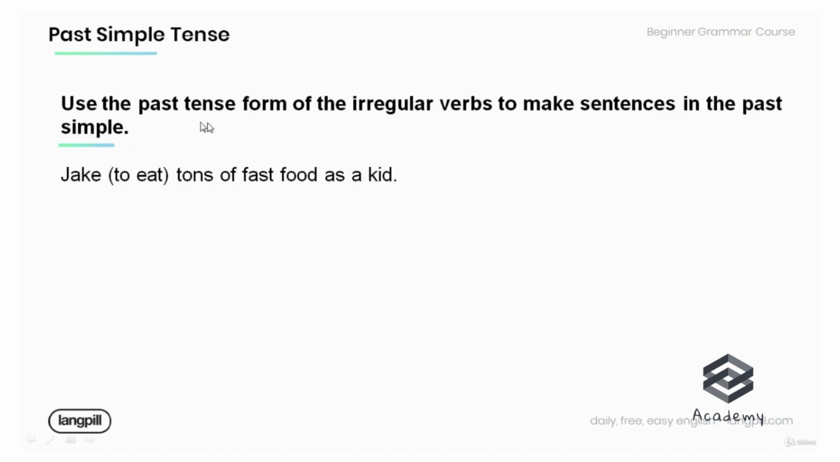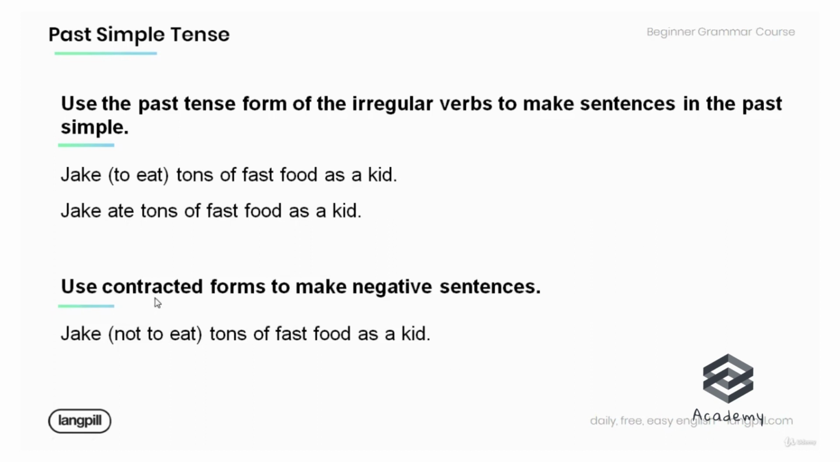Note that we use the past tense form of the irregular verbs to make sentences in the past simple. Read the following sentence and change the irregular verb into the past simple. Jake to eat tons of fast food as a kid. Jake ate tons of fast food as a kid.